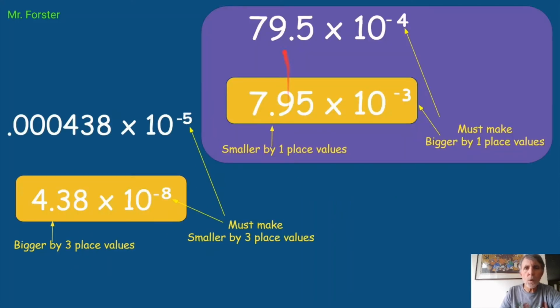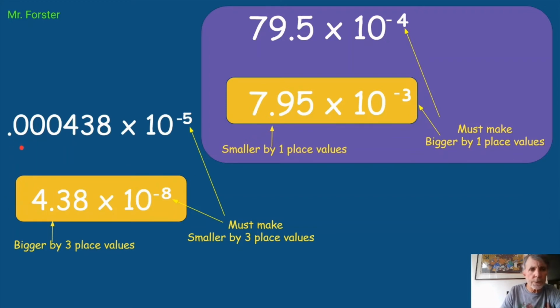Okay, and so here's another example, 79.5 times 10 to the negative 4. This is a little bit tricky because people get confused with negative numbers, but here, 79.5, did I make that number bigger or smaller? I made this one smaller by 1 place value, so I have to make this one bigger by 1 place value, and negative 3 is bigger than negative 4 by 1 place value.